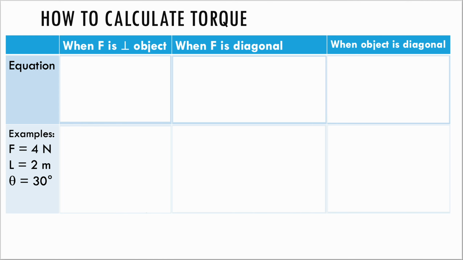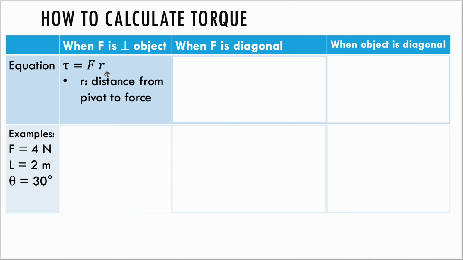Let's see how to calculate torque. There's different equations to use, and this is what I recommend. When the force is perpendicular to the object, then use torque, tau, equals F times R. F is the force and R is the distance from the pivot to the force.